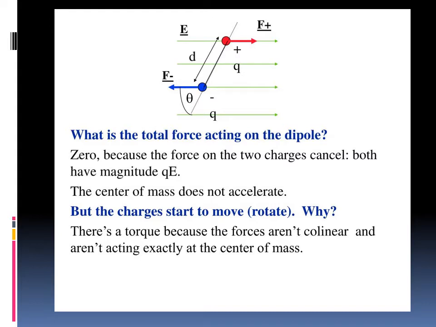Right? If they were acting at the center, then we would consider the dipole is moving. But if they are not acting on the central point and rather at positive F and then negative F, then a torque will be produced. So there is a torque because the forces are not collinear and are not acting exactly at the center.